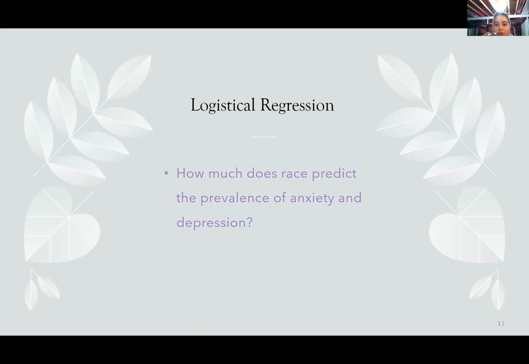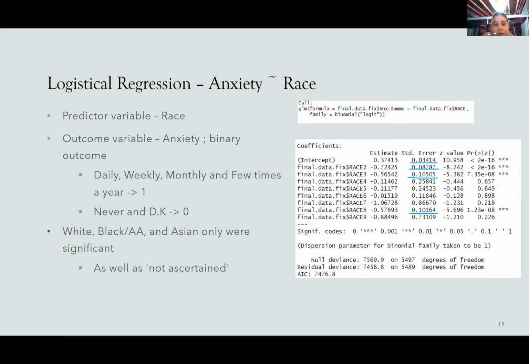Next, I ran a logistic regression to see how much race predicts the prevalence of anxiety and depression. In our logistic regression for anxiety by race, our predictor variable was race and our outcome variable was anxiety, which was recoded as a binary outcome. So daily, weekly, monthly, and few times a year were coded as 1, so it's like any prevalence, and then never and don't know were 0.